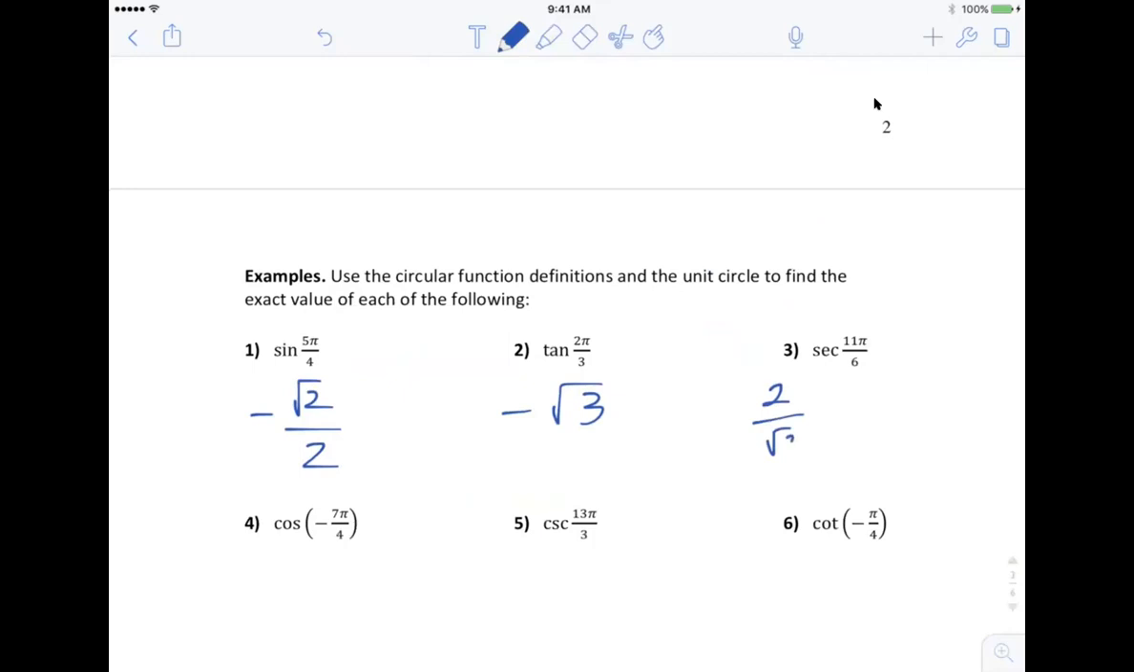And then you should always rationalize these things. So that's 2 root 3 over 3. Okay.